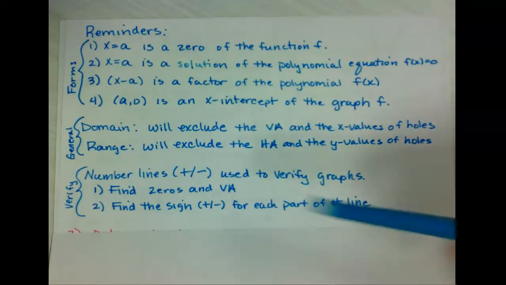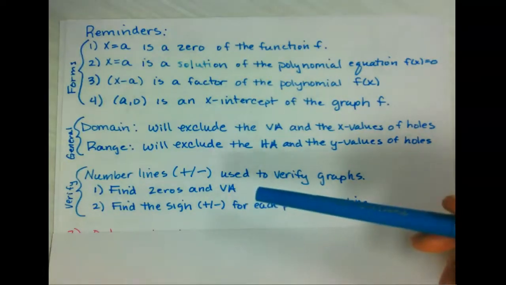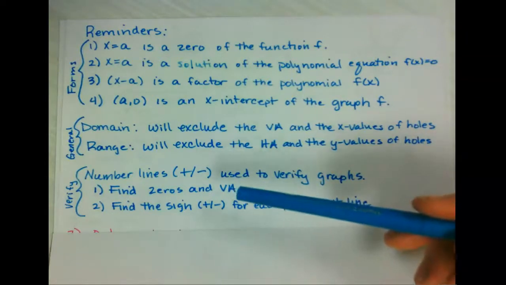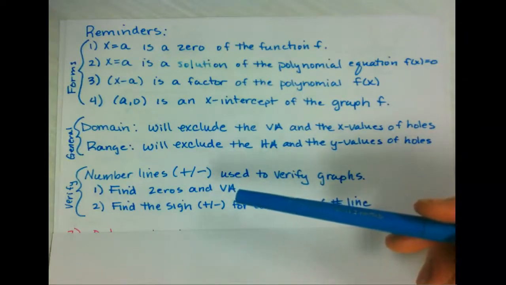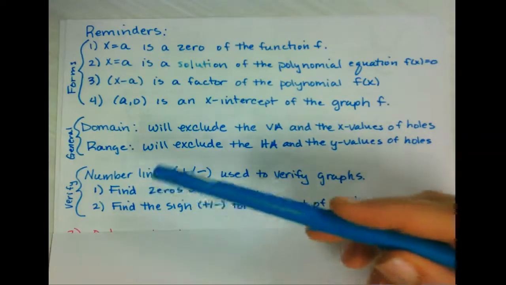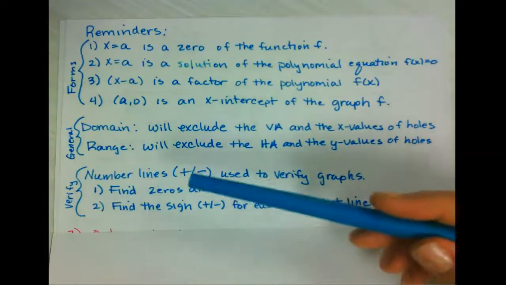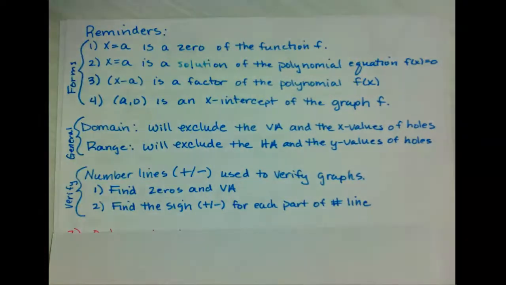And then when we do the number line on rationals, please remember it's zeros and vertical asymptotes, so make some way to denote that on your plus or minus number line. Some people draw a little vertical asymptote there. Some people do the zeros like I was doing. So either one's fine. Remember that you need to assign a plus or minus for each part, and when you're through with that plus or minus number line, it should mirror what's happening on your graph.